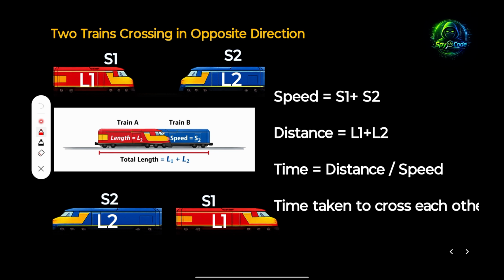When two trains are crossing in opposite directions, the speed will be taken as S1 plus S2, the speed of train 1 plus the speed of train 2, and the distance is taken as L1 plus L2. Similarly, if the question asks to find the time taken to cross each other, then we know that time is equal to distance divided by speed. Distance is L1 plus L2 and speed is S1 plus S2.